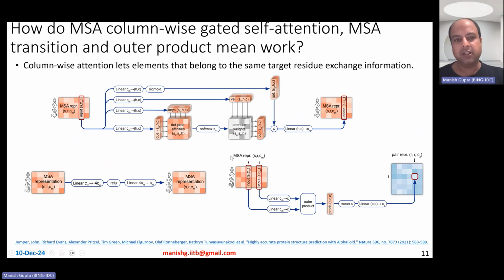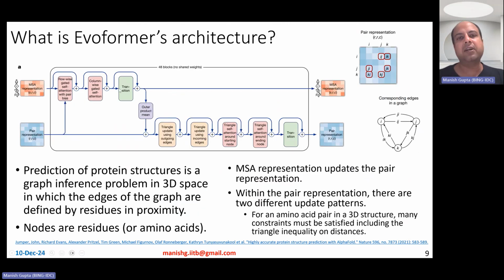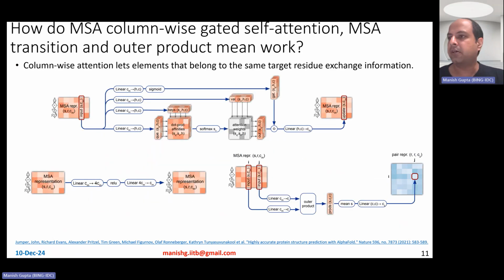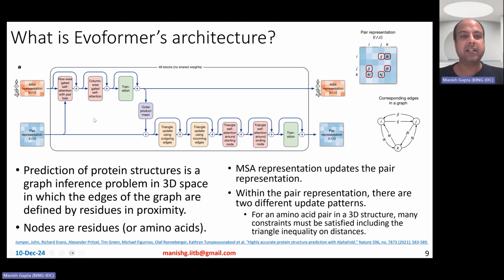That's that. Now, the third block there is the transition block. The transition block is just like the feed forward sublayer in a typical transformer. You have the MSA representation, and you do a 4x increase of the hidden layer size. Then you apply ReLU, another dense layer, and that gives you your revised, transformed MSA representation. Basically it's just a feed forward layer in that sense.